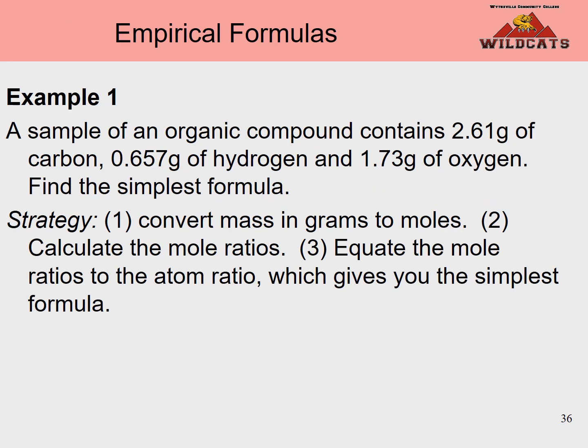So the best way to show you how to do this is to do an example. So here I've got an organic compound, and it's got some carbon, some hydrogen, and some oxygen in it. And so our strategy is we're going to convert each of these to moles. We did grams to moles in the previous chapter. And then we're just going to find a ratio. And then we're going to look for the simplest formula.